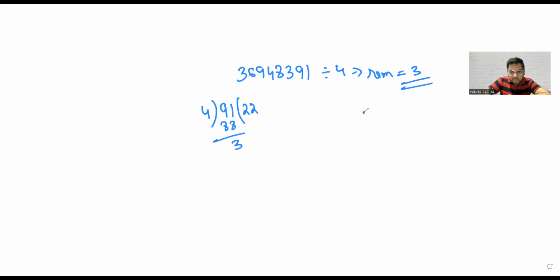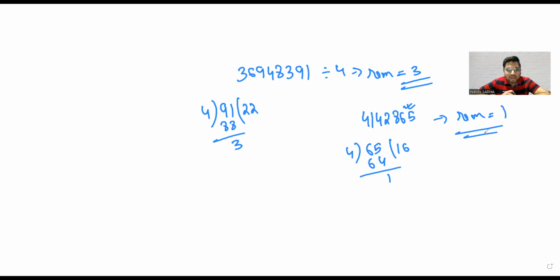Let's take one more example. 4142865. We are just considering the last two digits. So 65 when divided by 4, we will be getting 64 as the nearest multiple of 4. The remainder is coming as 1.